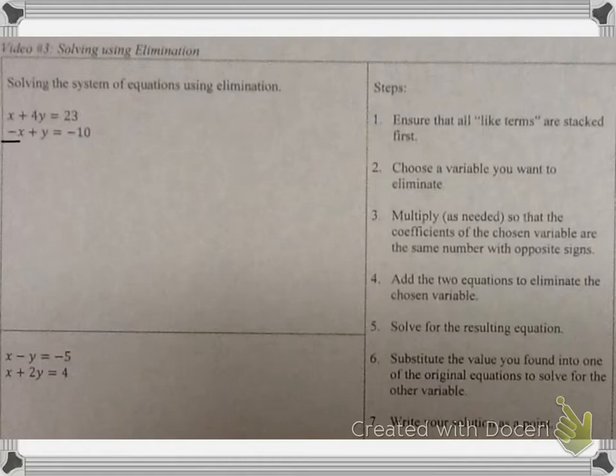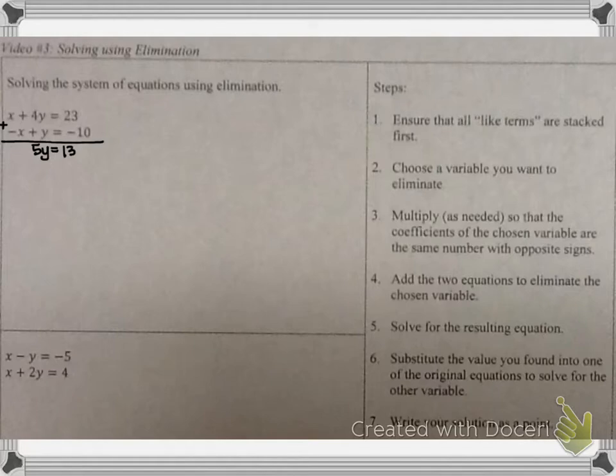So I'm going to go ahead and just draw a line here, and put a little plus sign there, and I'm going to add straight down. My x's are going to disappear. If I add my y's, I'm going to get 5y, and then if I add my constants, it looks like I'm going to get 13.